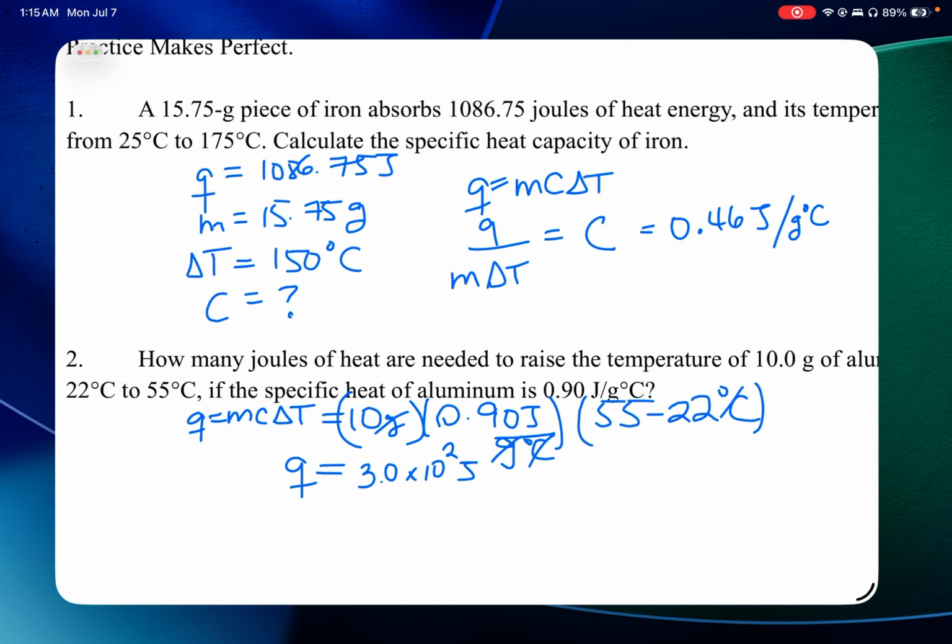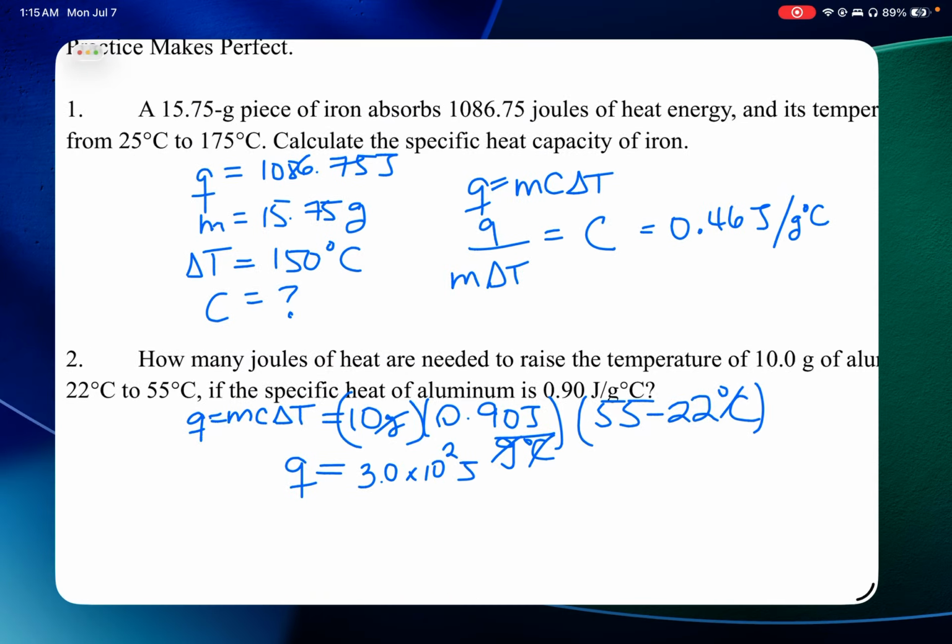And we do not know C. C is in question. So since C is in question, we can use the general formula C is equal to Q over M delta T. Now plugging in the values, C is equal to 67,500 joules over 1500.0 grams times 25 degrees Celsius.